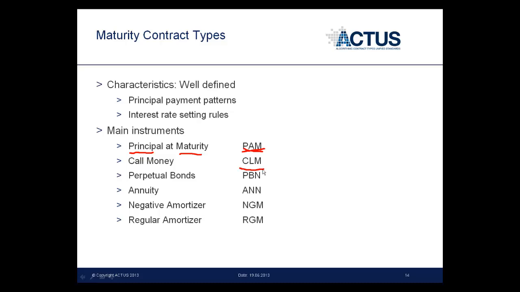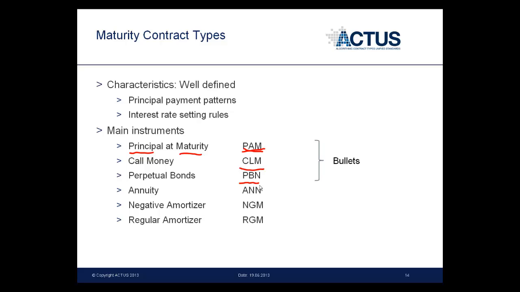Sometimes governments issue perpetual bonds, or PBN, especially in war times or other stressed situations. Perpetual bonds are never paid back. Together, they form the group of bullet instruments.